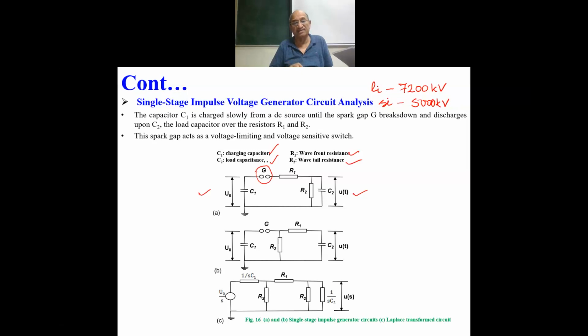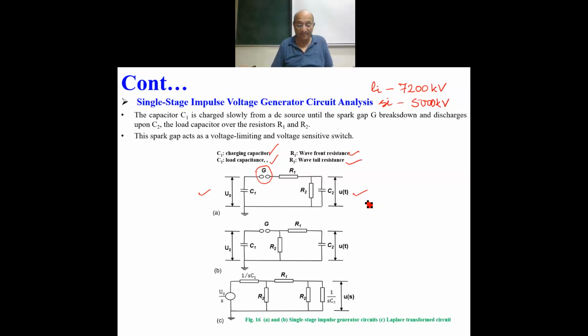As soon as the flash occurs, the capacitor C1 would discharge, and the flash will not remain for too long. It just comes and goes. So the charge stored in C1 will discharge on C2, and the shape of the voltage produced under this condition, we learn how the shape is produced, or how you can determine the shape to be produced by dimensioning R1 and R2.